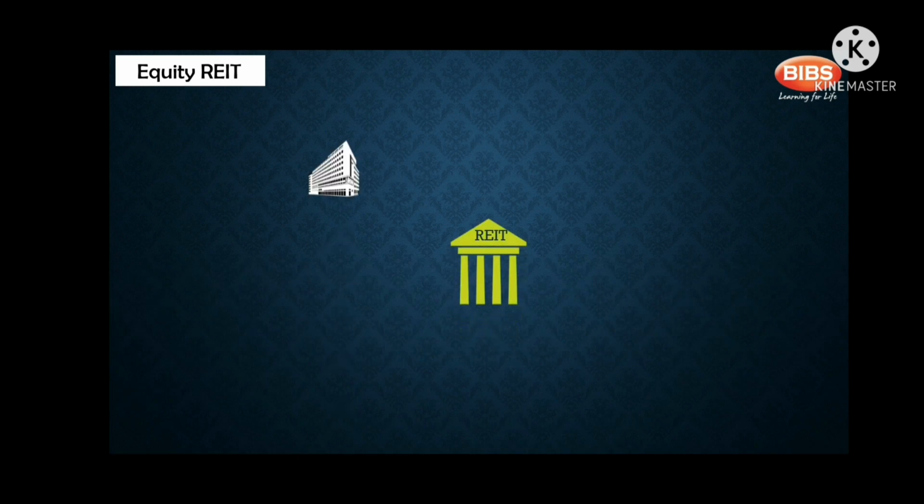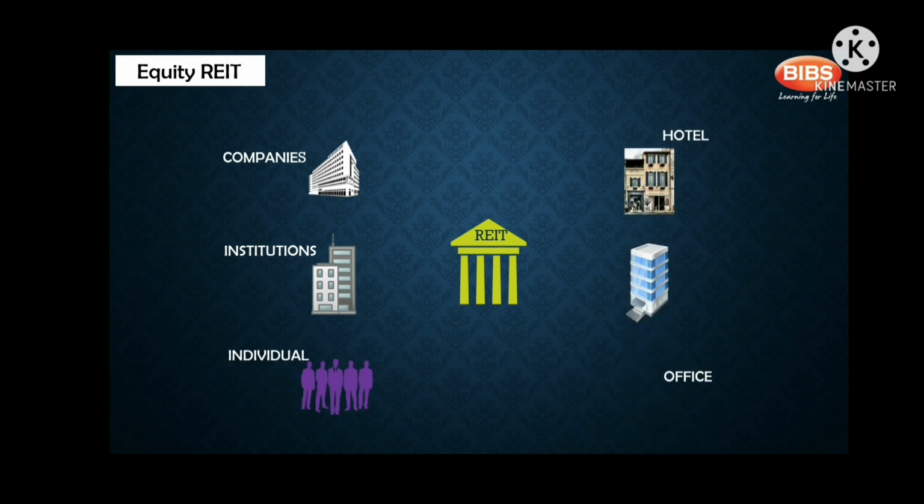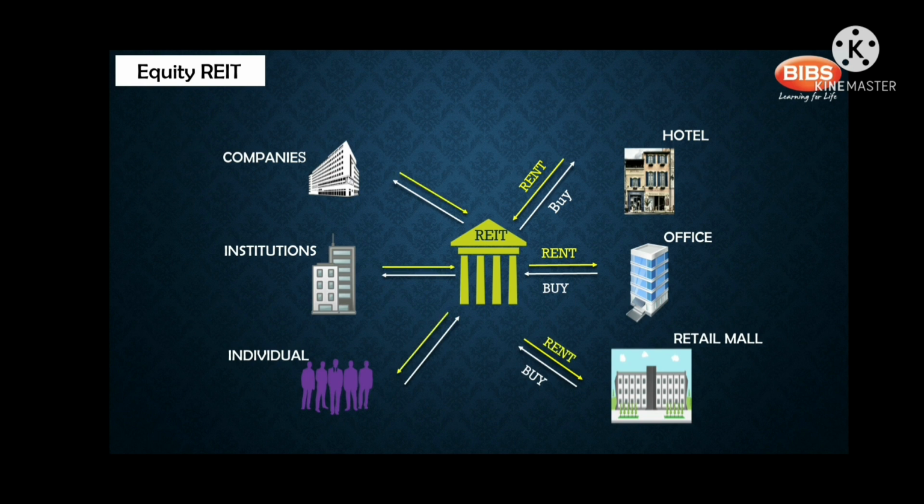Equity REIT is the most common type of REIT, where the REIT or Real Estate Investment Trust collects money from different investors like you and me and invests that money to buy or construct companies, institutions, hotels, offices, etc. And in return, they collect rent from them by leasing these offices, malls, etc. This portion of the income is then distributed to the shareholders or investors like you and me as a dividend.